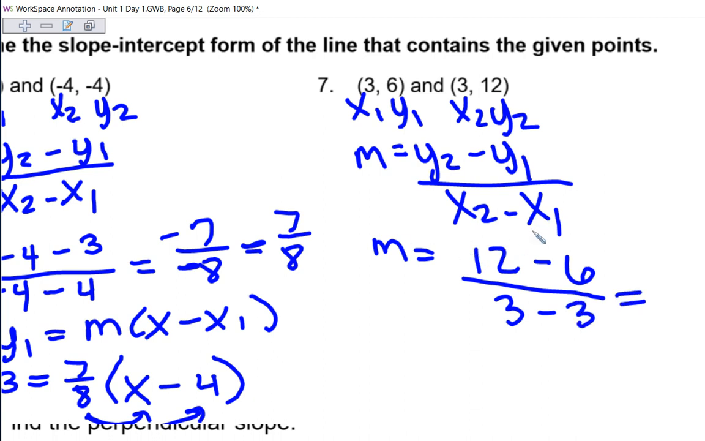So what's 12 minus 6? 12 minus 6 is 6. And 3 minus 3 is 0. So what's the slope here? Undefined.